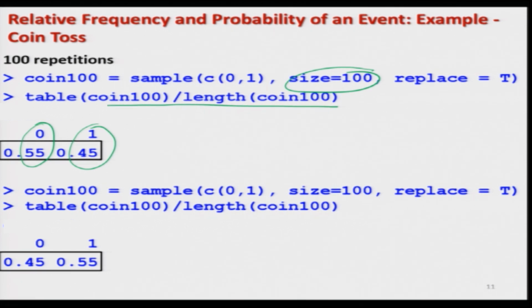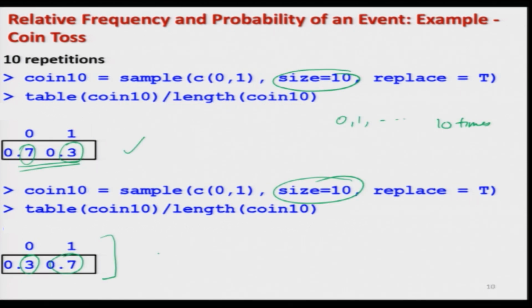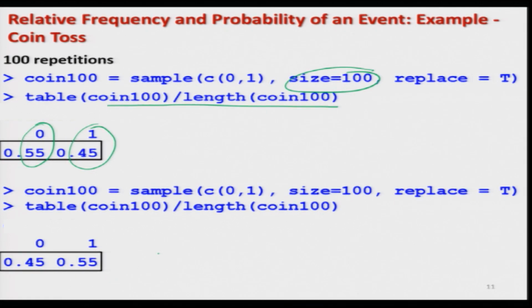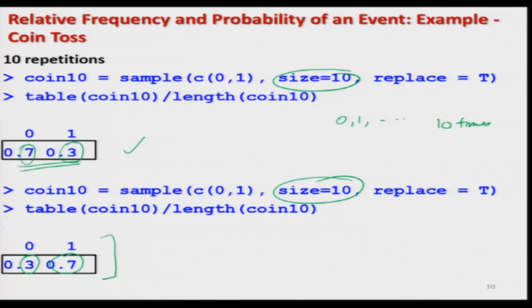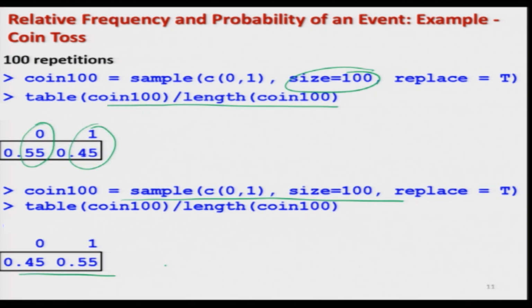So, you can see here this probability, which was earlier something like 0.7 and 0.3, is now converging to 0.55 and 0.45. And if I repeat the same experiment once again, I am getting the values 0.45 and 0.55. It is only by chance that these two outcomes are getting interchanged. Right, but you can see that as we increase the number of times the experiment is conducted, the value of relative frequency is converging towards 0.5.